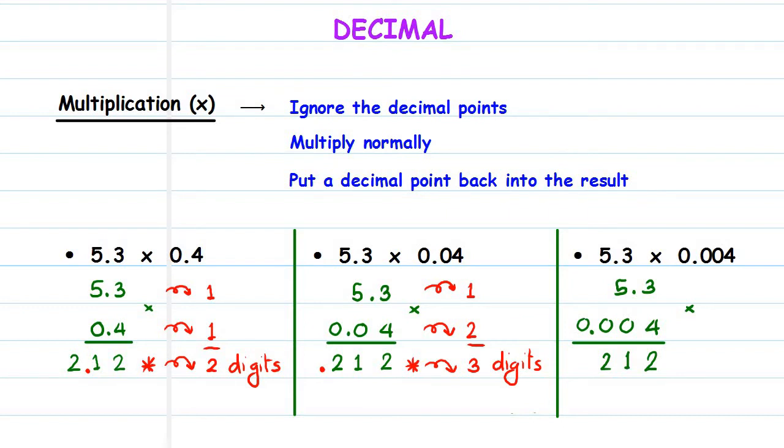Now we will try to put a decimal point back into the result. And we see that 5.3 has one digit in the decimal part and 0.004 has three digits in the decimal part. So the result must have four digits in the decimal part. And the answer is gonna be 0.0212. And it has four digits in the decimal part.